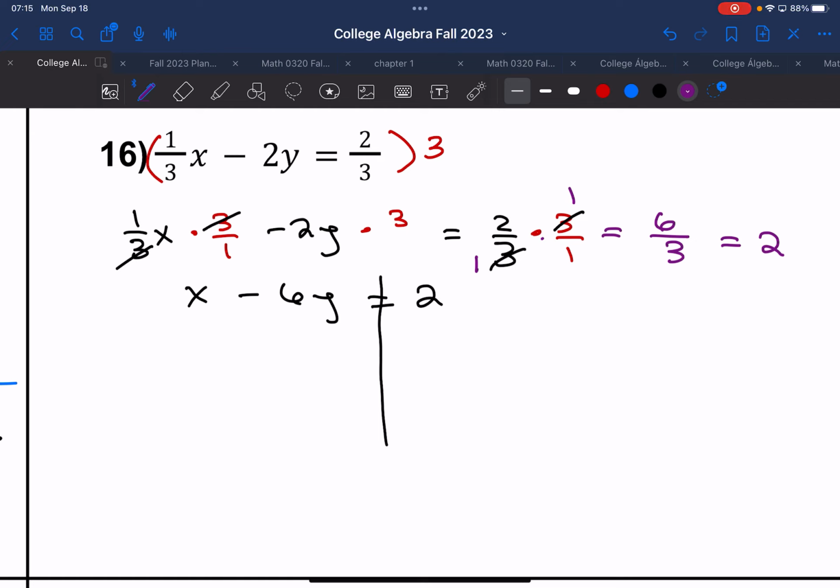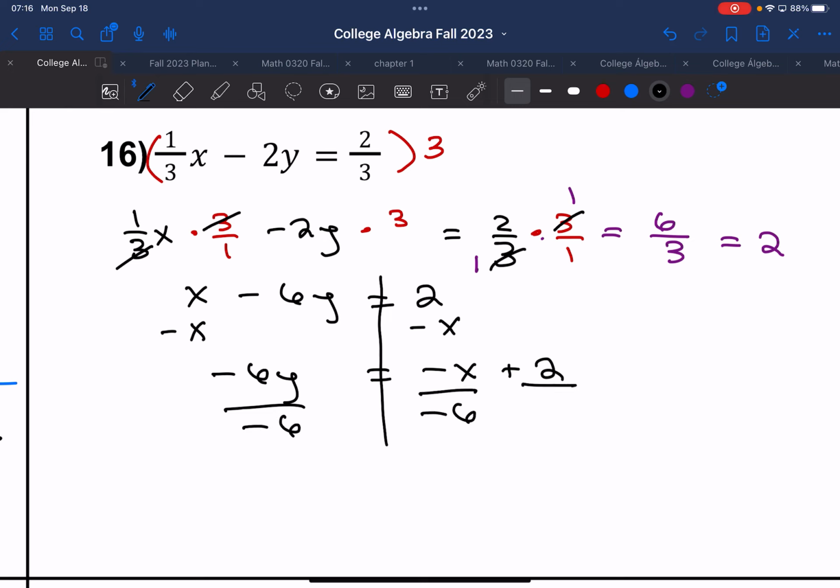So what step first to get y by itself? Subtract x. Remember, we want y by itself. So we have negative 6y is equal to negative x plus 2. Always put your variable in front of your constant. What would be our last step to get y by itself? Good. Divide everything by negative 6.